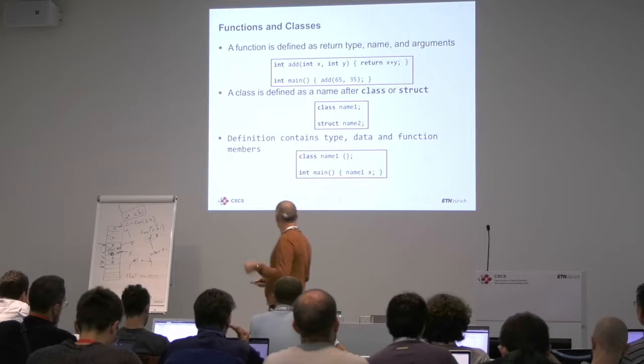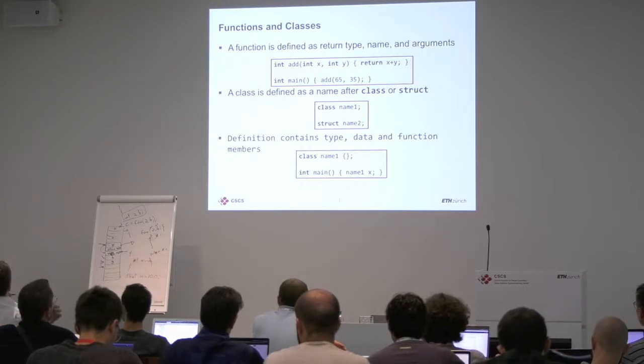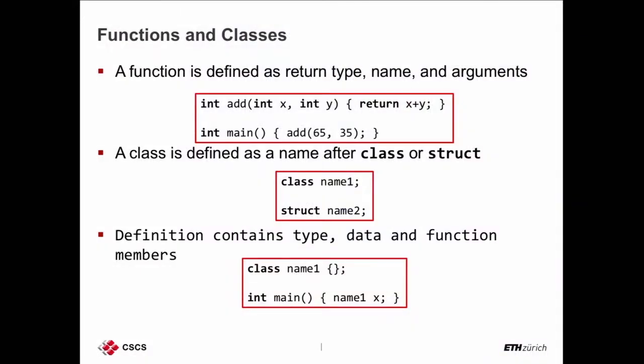And so in C++, a little bit step back on C++. In C++, you have functions and we have classes. A function is defined by a return type, a name, and a list of arguments. And a class is defined or declared as a class or a struct. And the definition of a class can contain type, data, and function members.